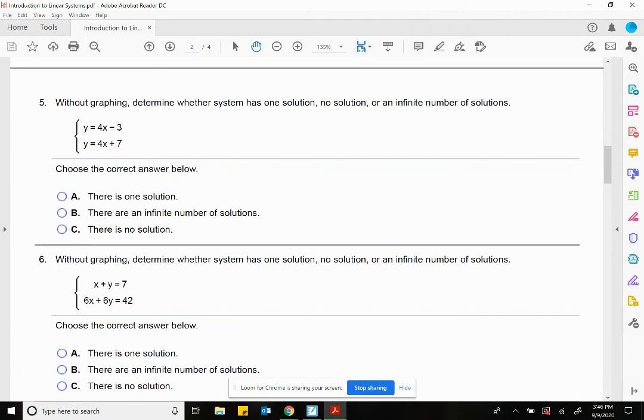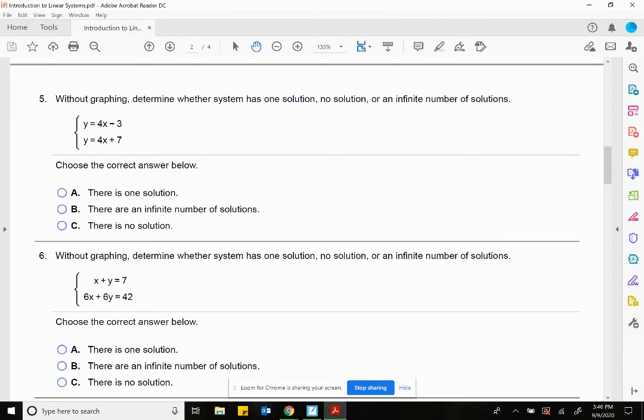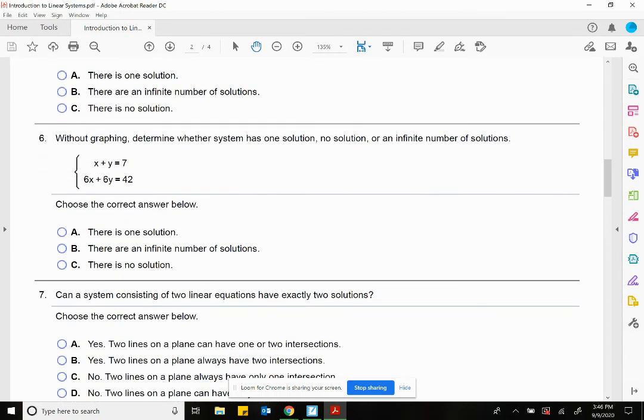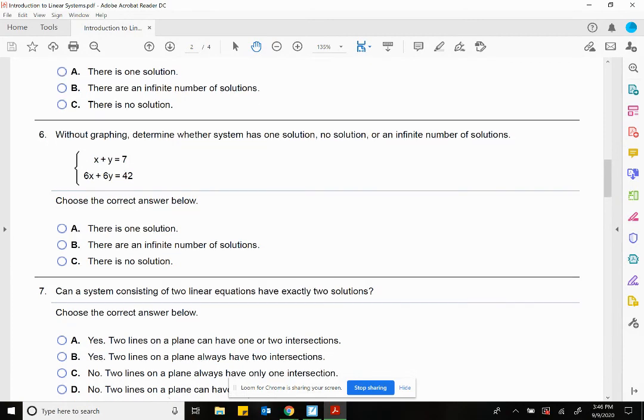And then down below, I'm giving you a system, and without graphing, I want to know, is it going to have one solution, no solution, or infinite solutions? That's where we talked about what it looks like in the equation. So look at those slopes and look at those y-intercepts. Same thing on number 6. Look at the slopes and look at the y-intercepts, but be careful. Number 6 is written in standard form, so be careful.